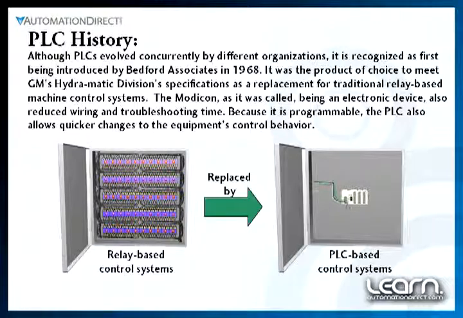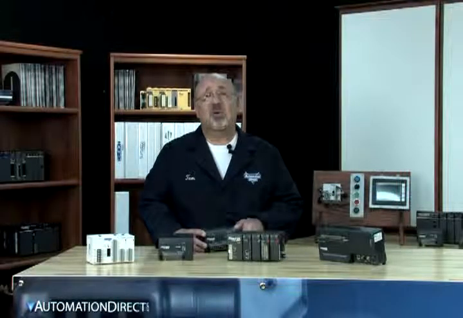Let's take a quick look at the PLC's history. The PLC is mostly recognized as being introduced by Bedford Associates in 1968. Originally called a Modular Digital Controller, or Modicon, it became the product of choice in meeting specifications developed by General Motors' Hydra-Matic division plan for replacing traditional relay-based machine control. Its use of ladder logic programming was one of the main features that attracted it to the factory personnel. Because it could be programmed, the PLC allowed for quick changes and a reduction in wiring and troubleshooting time. This was a huge advantage over the older relay-based control systems.